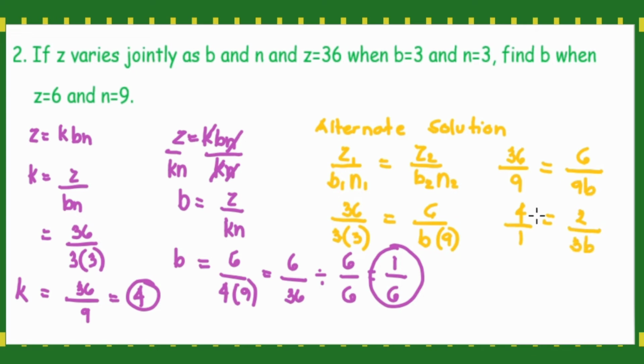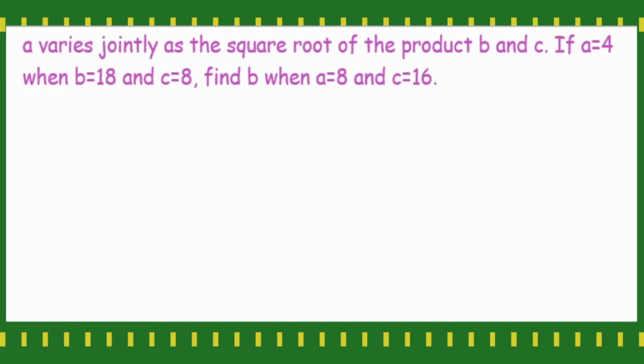And we have 3b. Let's cross multiply na. Mauna yung may b. 4 times 3. B is equal to 12b. It's equal to 2 times 1, which is 2. So we will divide by 12 on both sides of the equation. So 12 divided by 12 is 1. So b is equal to 2 over 12. Divide natin siya by 2 over 2. 2 divided by 2 is 1 and 12 by 2 is 6. So you will get same answer. Let's have the last example.